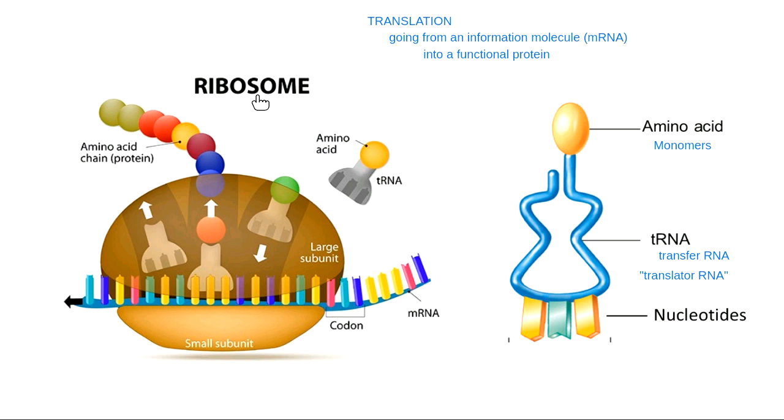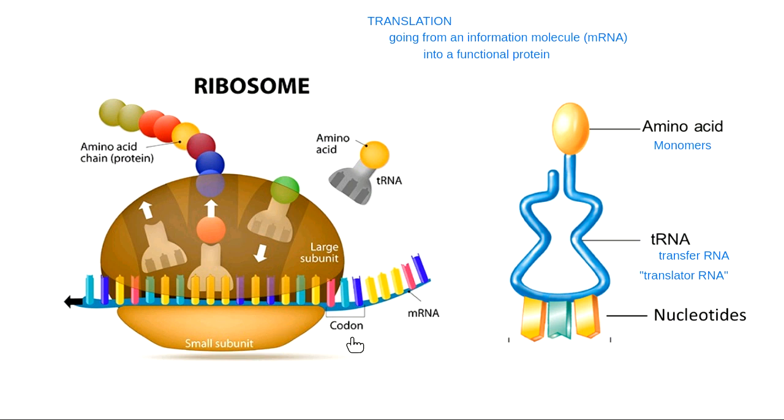Their job is to help us put together a functional protein. So the way this works is my mRNA molecule, my instructions molecule that I built in the nucleus and sent out of the nucleus, is floating around, it bumps into a ribosome, and the ribosome starts to read it, or starts to look at the instructions that are there.